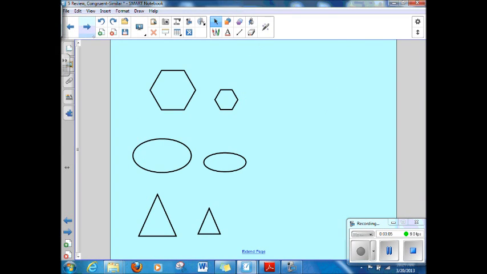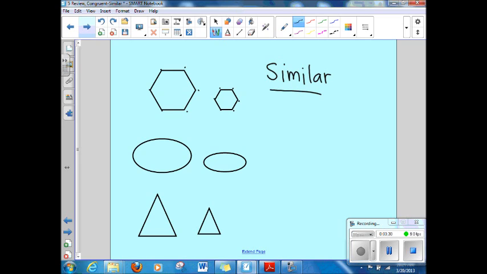Here we have a figure that has 6 vertices and 6 sides. And this one has 6 vertices and 6 sides. It's called a hexagon. They are the same shape, but they are not the same size. If they are the same shape but a different size, we'd say that they're similar. They're not congruent, but they're very close.